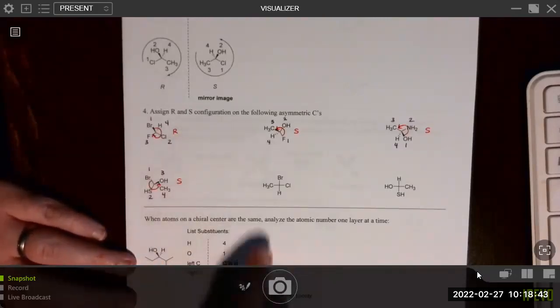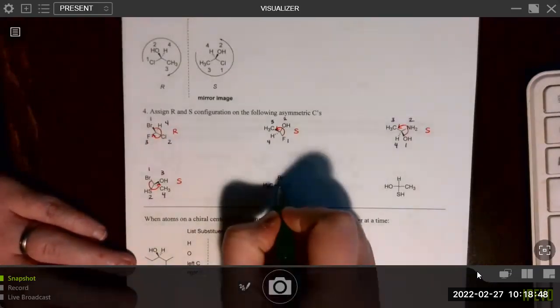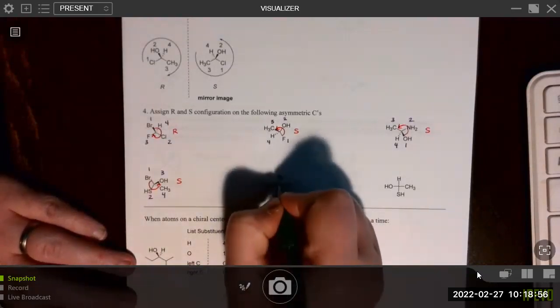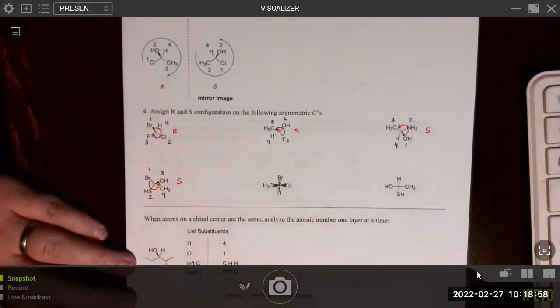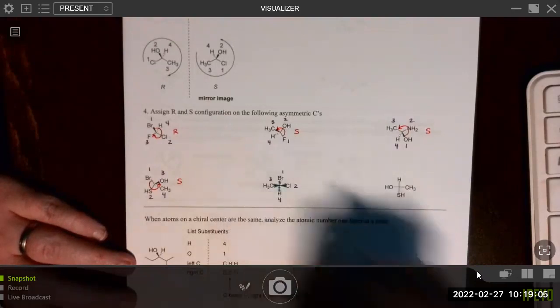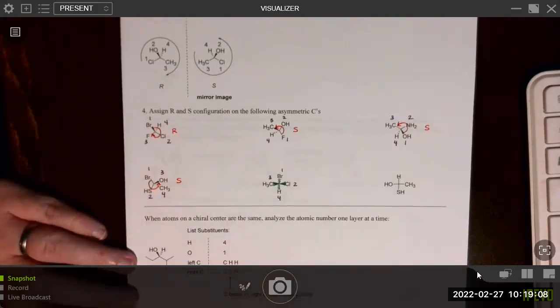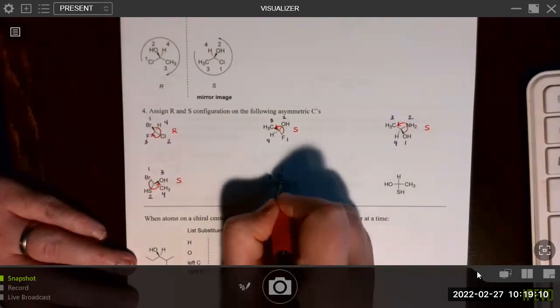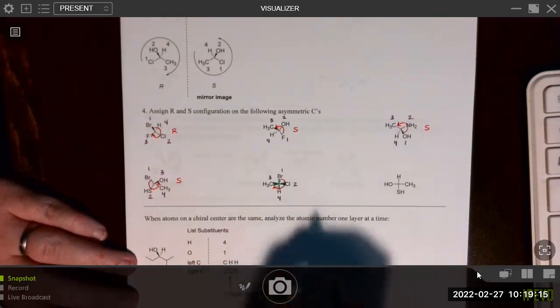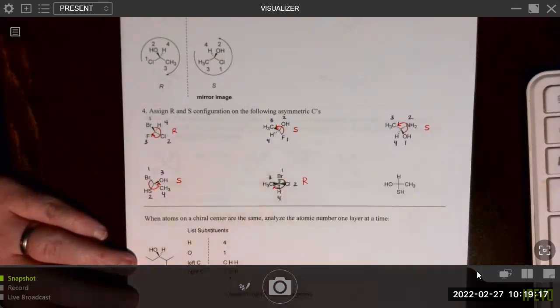Now we're looking at a Fischer projection. We just need to recall that in a Fischer projection, the groups on the horizontal are coming out at us, and the groups on the vertical are pointed back. So with our priorities, we have bromine, chlorine, carbon, hydrogen. Even on a Fischer projection, we can just do a straightforward 1 to 2 to 3. With 4 pointed back, this will be clockwise and R.